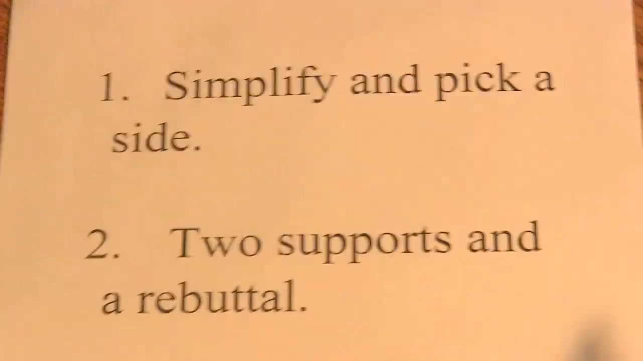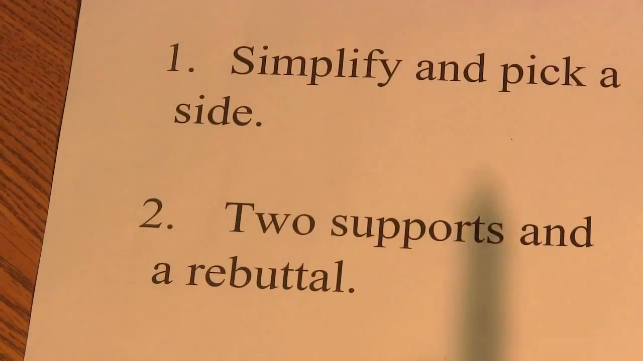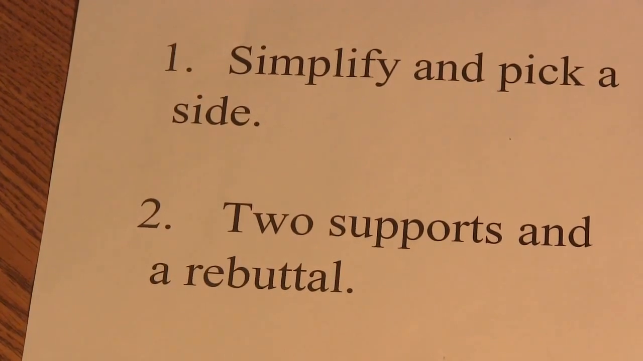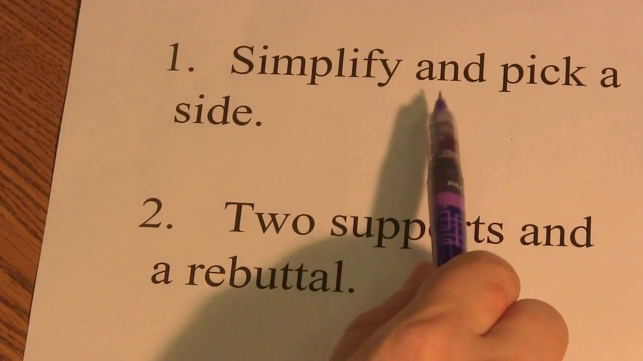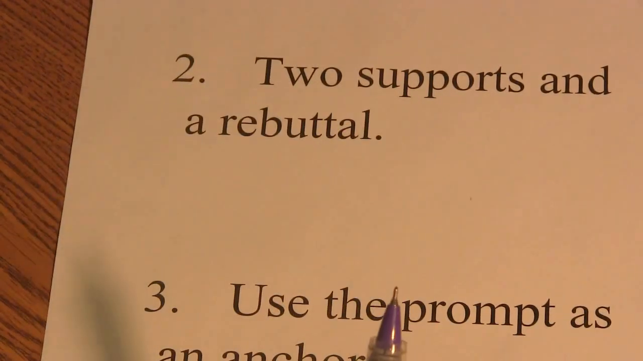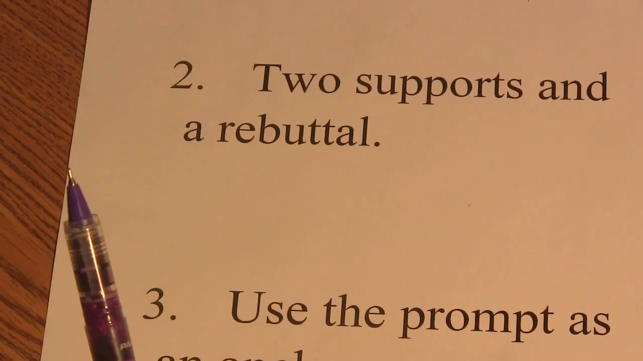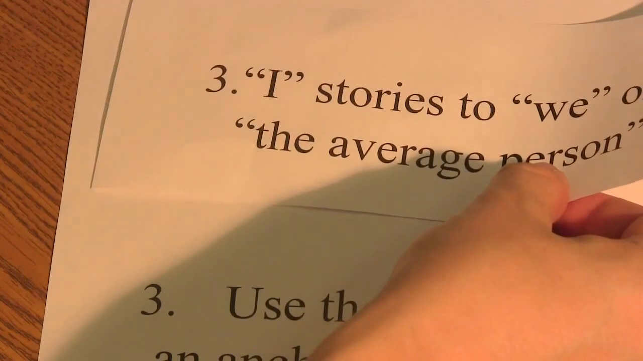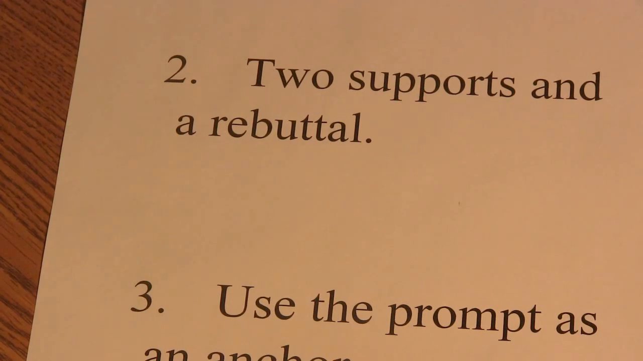So, once again, our three steps here for the argument essay are one, simplify and pick a side. Don't worry about whether or not the prompt is complex. This is a timed essay. You probably have 35 minutes to write it. Pick a side. But when you pick a side, make sure you write down the other side. Two supports and a rebuttal. And remember, if you can't think of something to support your argument, you can always consider the counterfactual. And if you can only think of personal stories, you can always change the I to a we or to the average person. The bell's ringing and I'm almost done too.